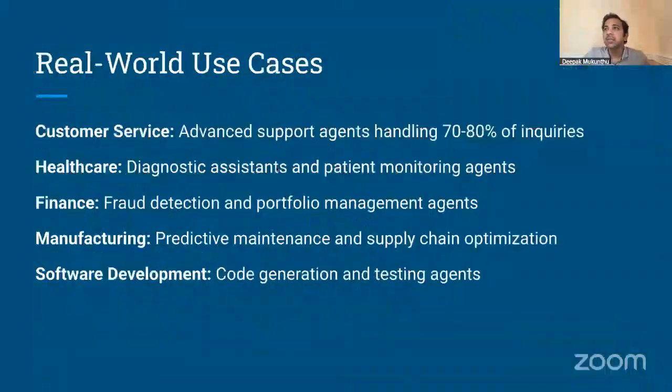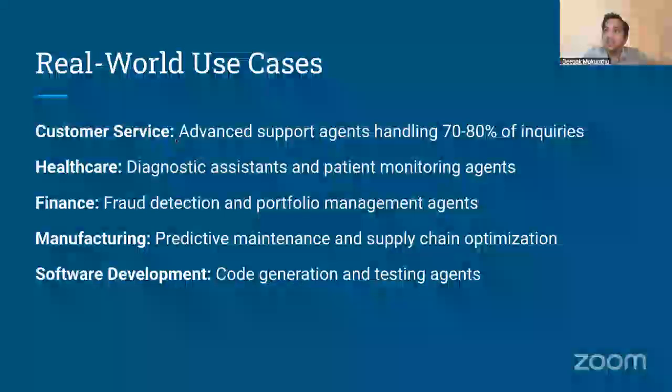With that, real world use cases. I touched upon this briefly. Here are five broad categories that I believe will be top of mind. Already a lot of progress is being made in these areas around how AI agents can help accelerate progress.